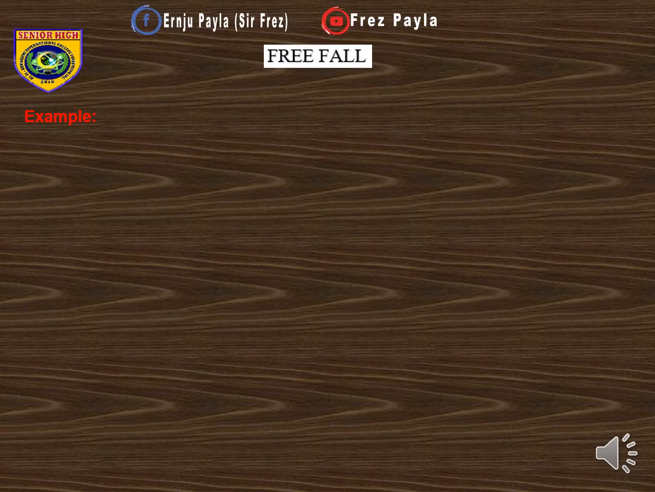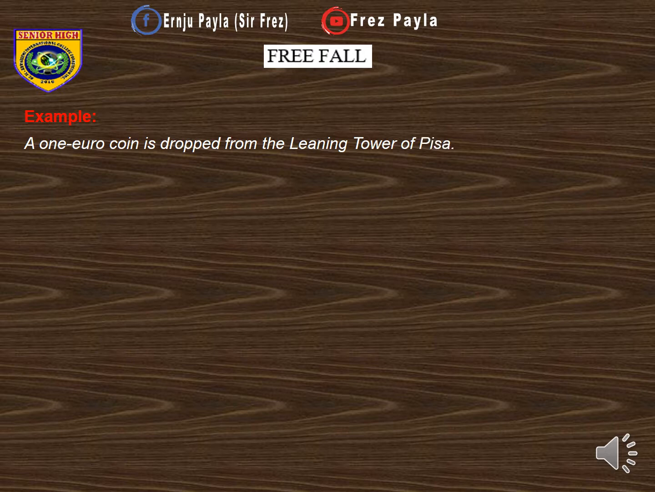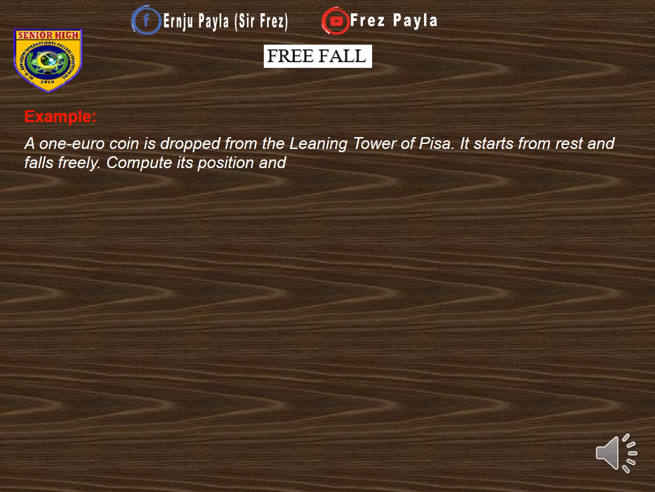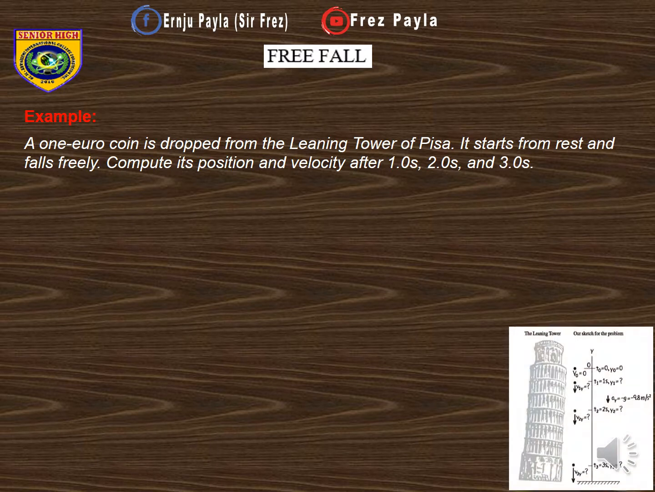So let's have an example. A €1 coin is dropped from the Leaning Tower of Pisa. It starts from rest and falls freely. Compute its position and velocity after 1 second, 2 seconds, and 3 seconds. So this is the image for the Leaning Tower.